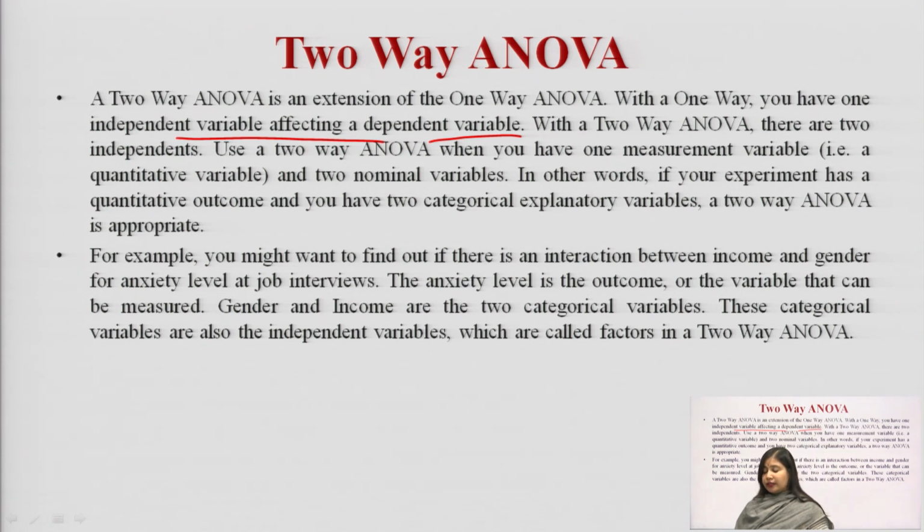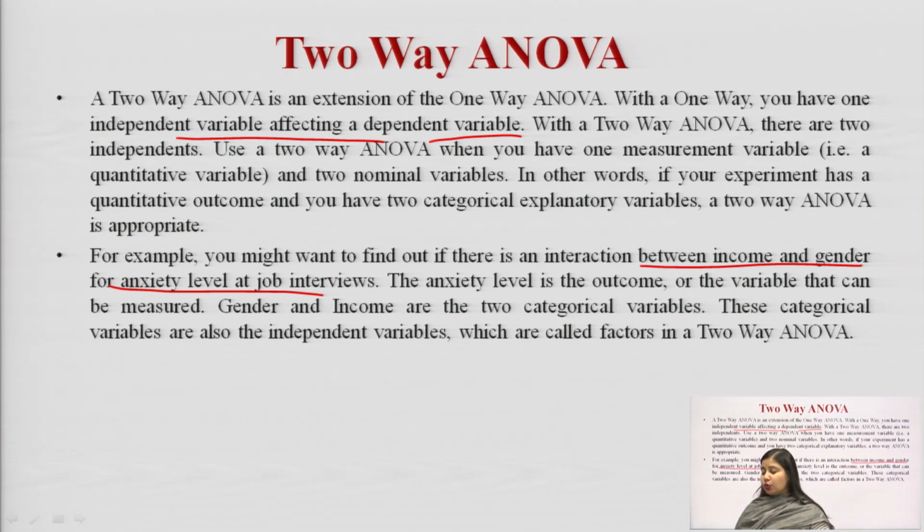For example, you might want to find out whether there is an interaction between income and gender for the anxiety level at a job interview. You try to find out the interaction between your income and gender for the anxiety level at a job interview. So income and gender, and you are taking one more thing, which is anxiety at a job interview, and the anxiety level is the outcome, and the variables that can be measured are your gender and income.